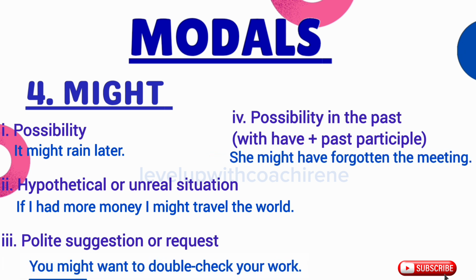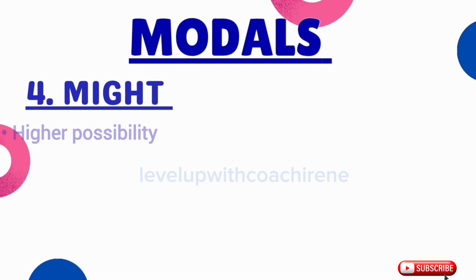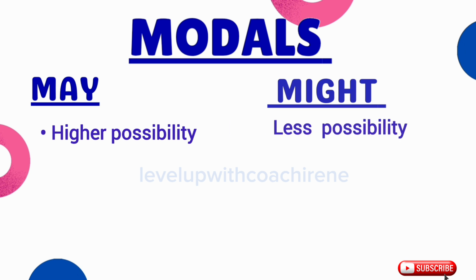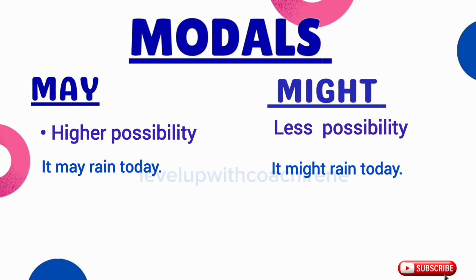She might have forgotten the meeting. The key difference between may and might is that may implies a higher possibility than might. For example, it may rain today. This implies that it is more likely to rain today. However, saying it might rain today shows less possibility of it raining today.